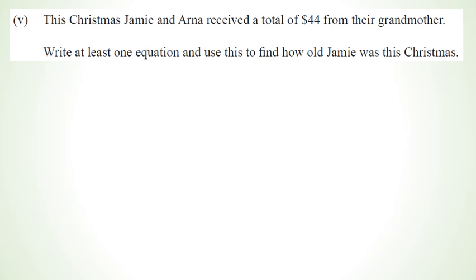All right, so question number 5 is, this Christmas, Jamie and Anna received a total of $44. All right, so we've got total equals $44. And it's saying write at least one equation and use this to find how old Jamie was this Christmas. So the best thing to do is have a look at the table we were working with before. So we had n on one axis, and then we had the total amount of money they had on the other one. Now we knew when they were 4, we had it at 20, 24, and 28 the following years.